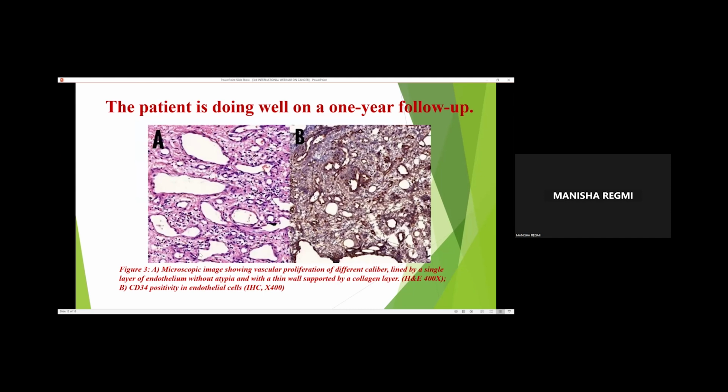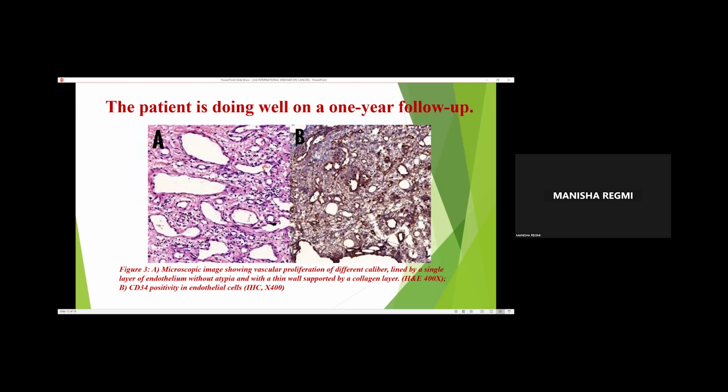On microscopy, we stained the slides and then saw this. The microscopic image shows vascular proliferation of different caliber lined by a single layer of endothelium. You can see here a single layer of endothelium with no atypia, supported by a thin layer of collagen.